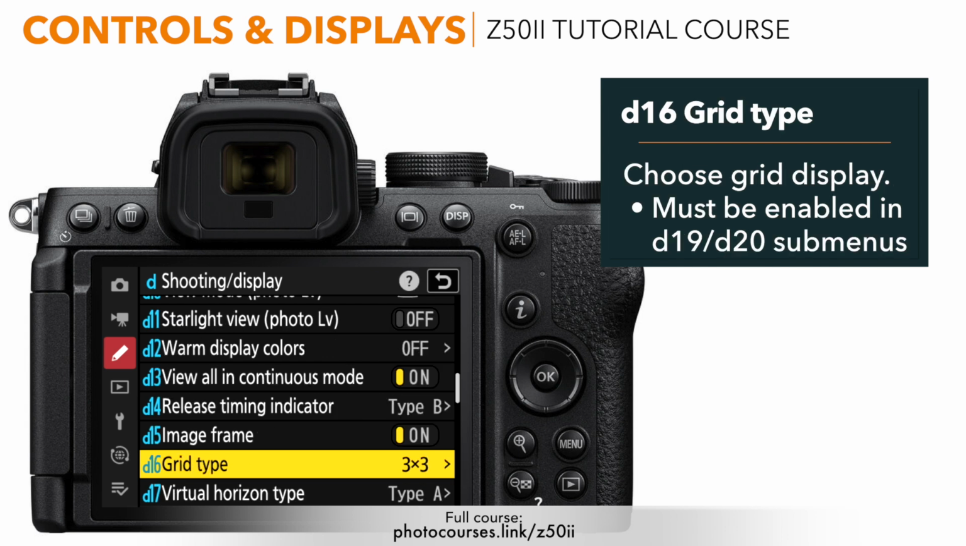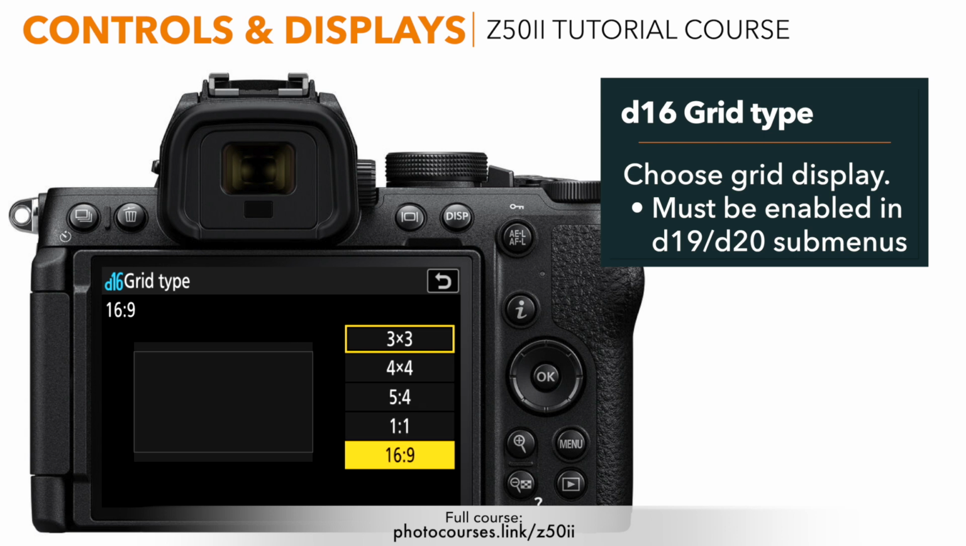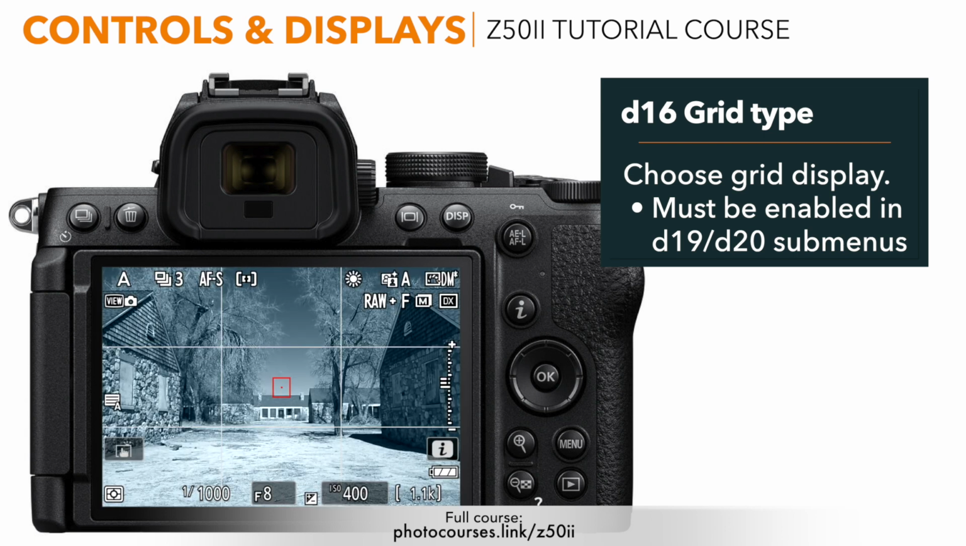In D16 grid type, you can choose the type of grid overlay that you'll have on your screen if that is enabled in the D19 and D20 shooting display customization menus, and we'll look at that in just a minute. There are 5 options here. You can see examples of what they all are as you select them. The 3x3 rule of thirds is probably the most popular and my preference.